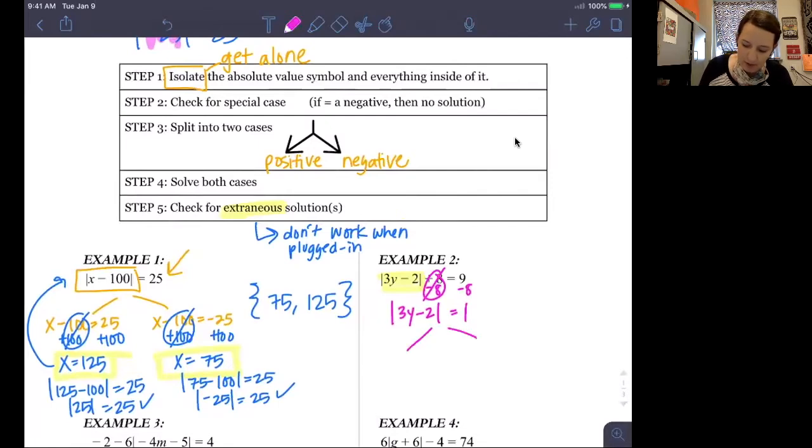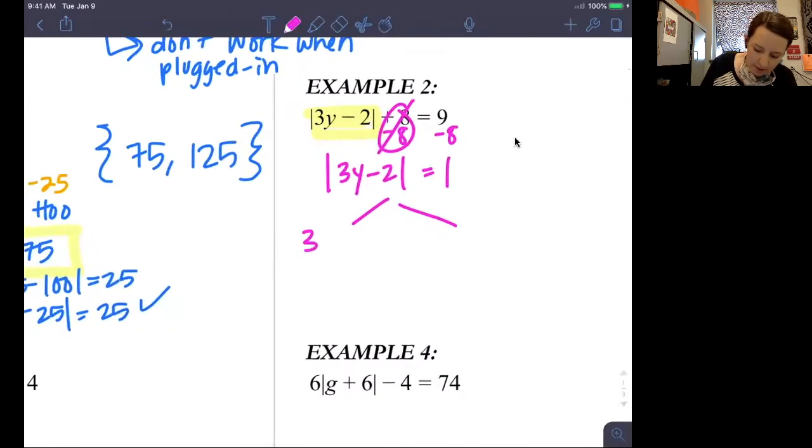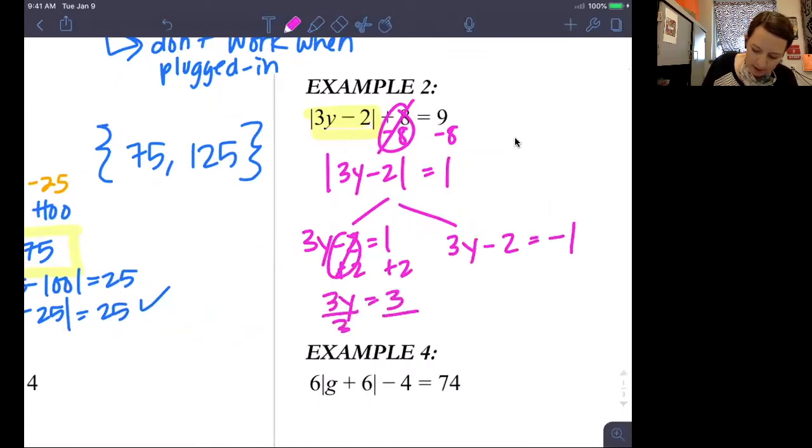Okay, step 3, I'm going to evaluate or solve for my 2 cases. So this is where we lose our absolute value bars, and we get 3y minus 2 equals 1. 3y minus 2 equals negative 1. And I'm going to solve each of these separately. So I'm going to add the 2 and 3y equals 3. Divide by 3, and y equals 1. So this is one solution.